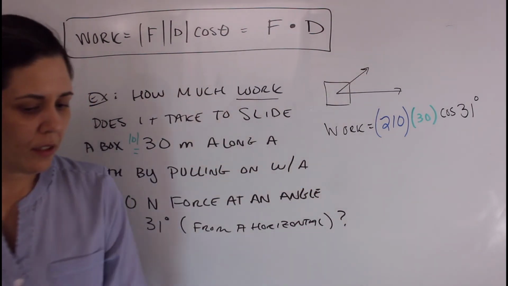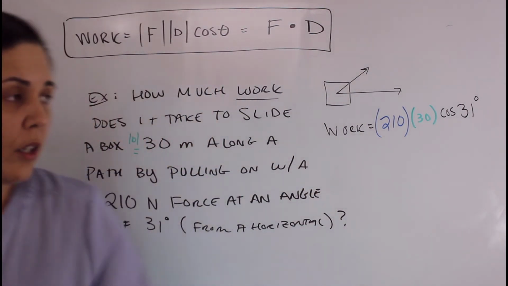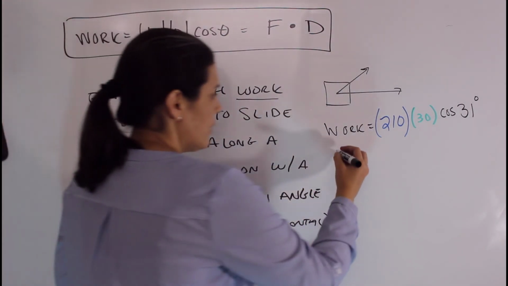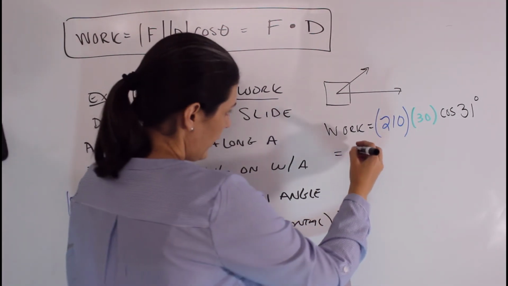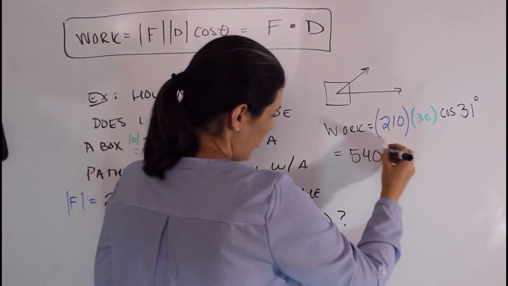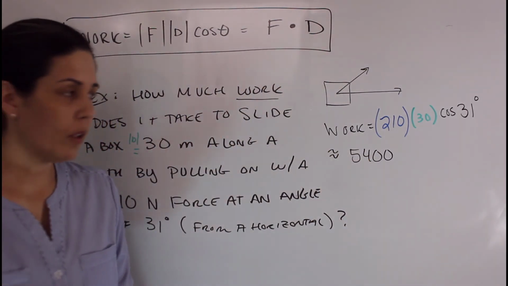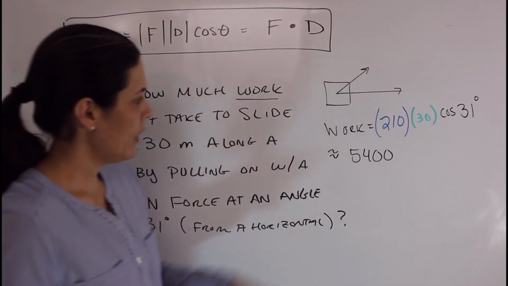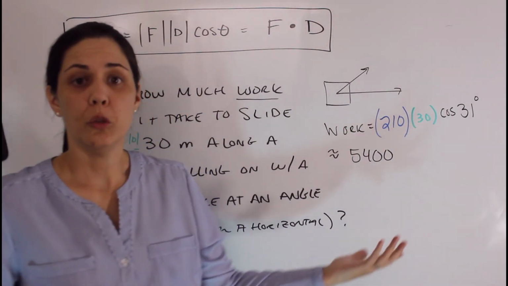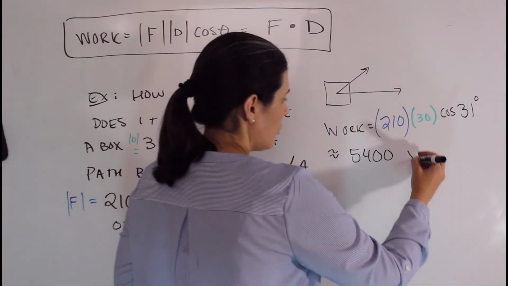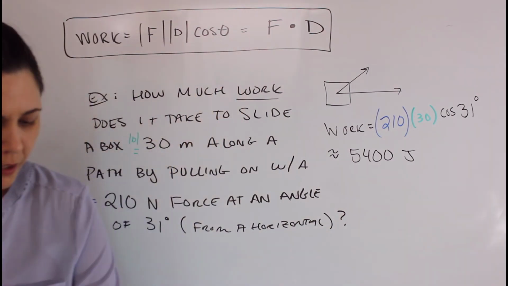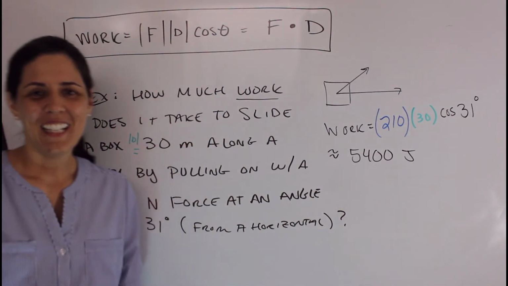I want to definitely make it a little more meaningful, maybe with the calculator, but that's it. And so with the calculator, you're going to get 5,400 roughly. Let me say about 5,400. And then it would be Newton meters, which is joules. So you can say Newton meters or joules on that one. Okay, so that's it for this one.